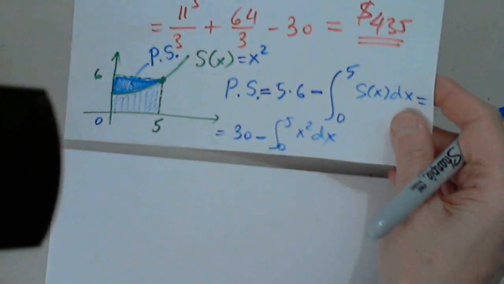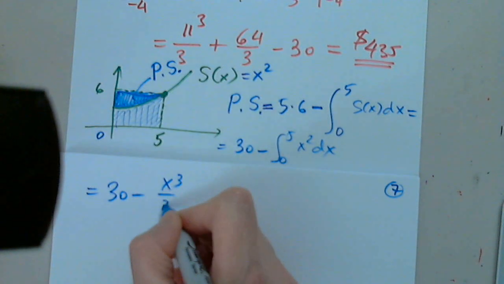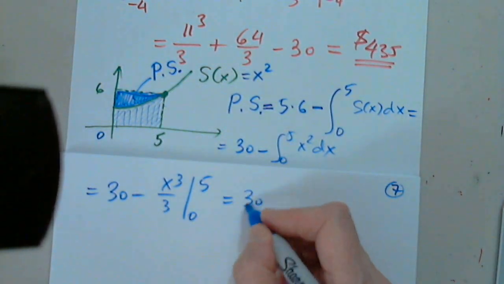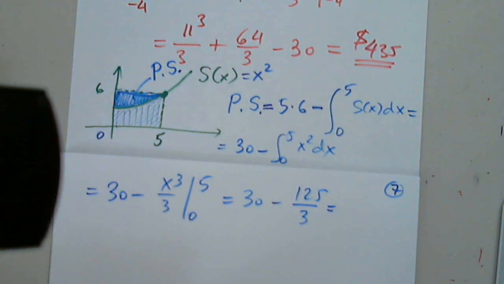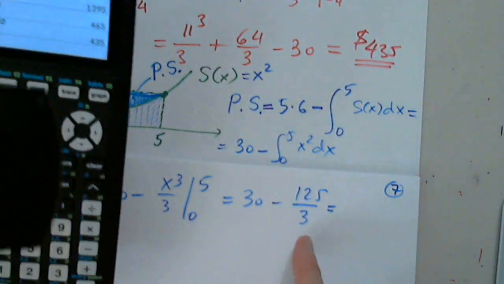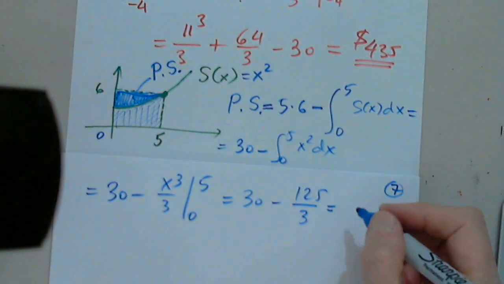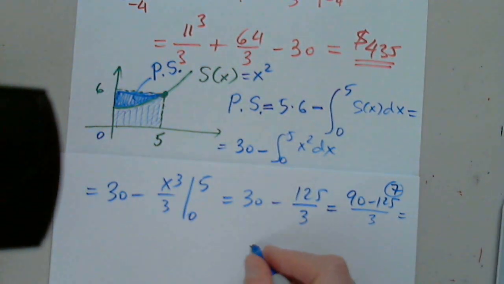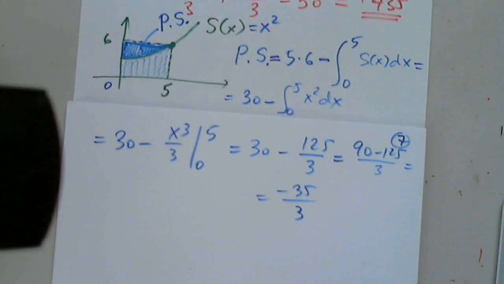Let's see what we get. So we have 30 minus x to the third over 3 from 0 to 5. When I plug in 0, I'll get 0, so I only plug in 5. 30 minus 125 divided by 3. That is going to give us 90 minus 125. So it's going to be a negative surplus. So 90 minus 125 divided by 3. How much is that? Negative 35, is it? I doubt that's going to happen because the producers will never lose money. But it was an example, and I just wanted to attach a function to it.